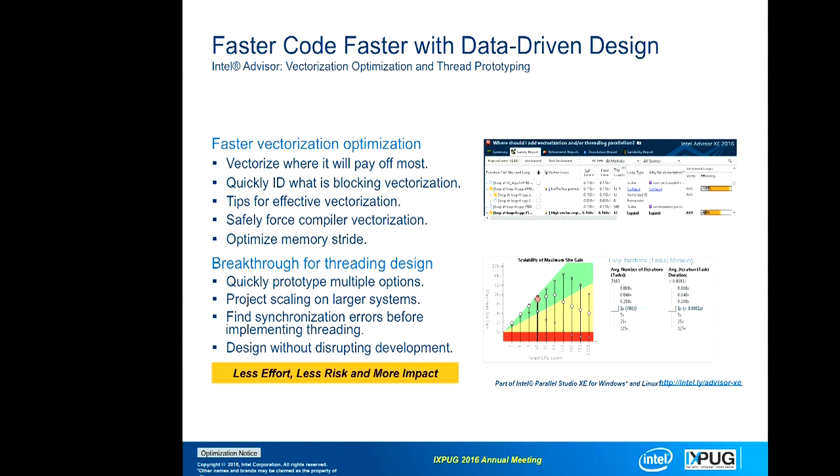With threading, you run your code under Advisor, and we see what loops in your code could be threaded, how efficiently they could be threaded, and what sort of gains you would get if you threaded them. In this example, the estimate is that you'll scale up to about 26 threads, but then you start falling off, because we're estimating that the overhead of those extra threads isn't worth it anymore.